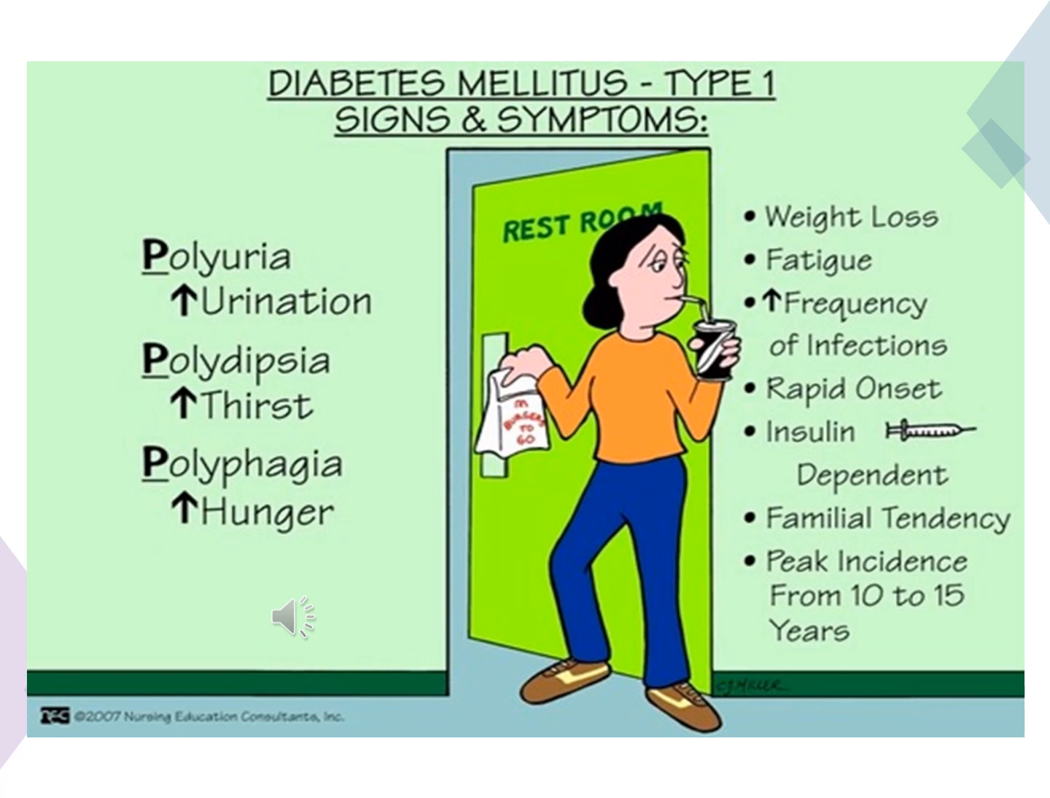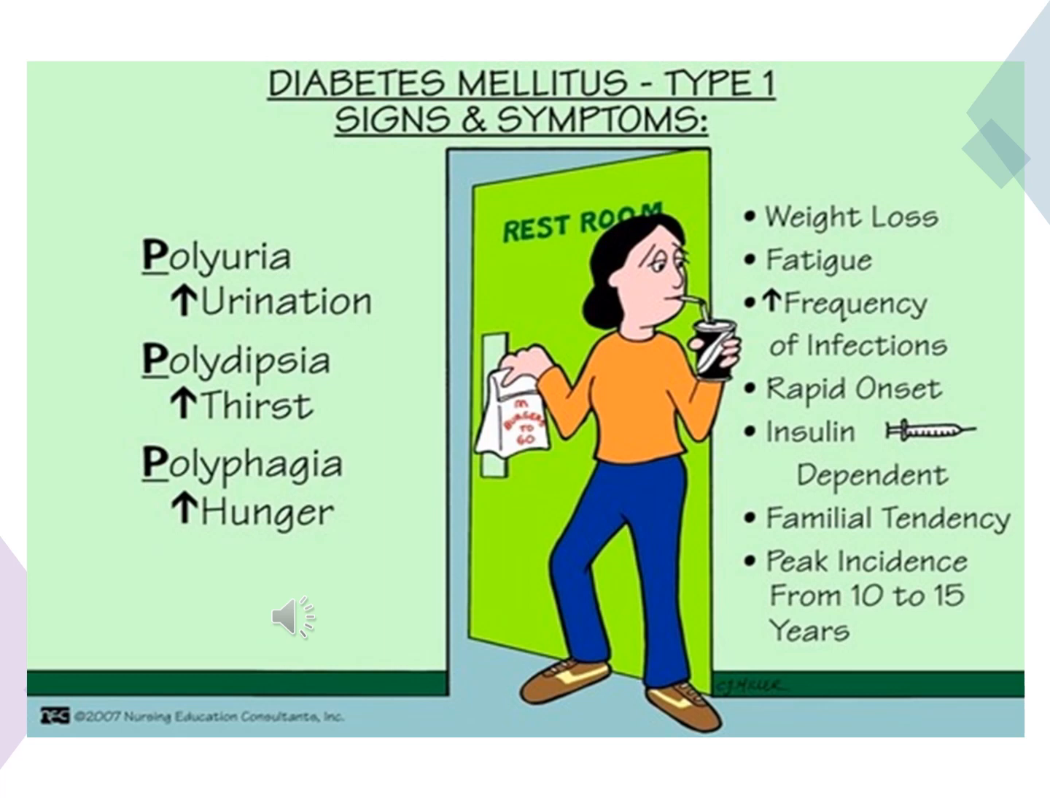So you'll see weight loss, fatigue, lots of infections, rapid onset, insulin dependence. This tends to be something that can be more familial, found in the family. And we tend to see this in children. They can be literally 6 months old, they could be 12.